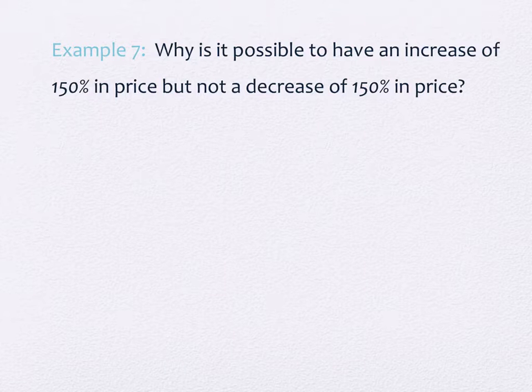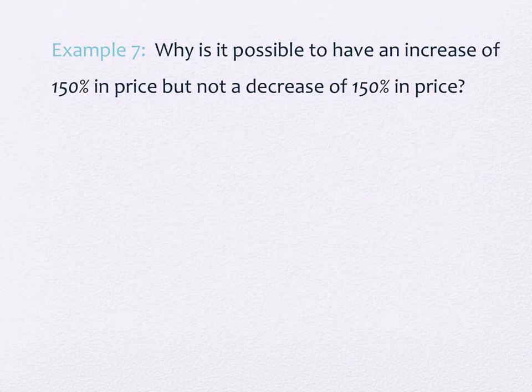Why is it possible to have an increase of 150% in price, but not a decrease of 150% in price? Emma? For me it makes sense because if something's $2, 100% of $2 is 2, so you can have a 100% increase. Sometimes prices increase more than 100%, but I can't say I'm going to have a 150% decrease, because if something is $2, then I'll be looking at negatives. You can't have negative. Yeah, so we always have the ability to add more to something, right?